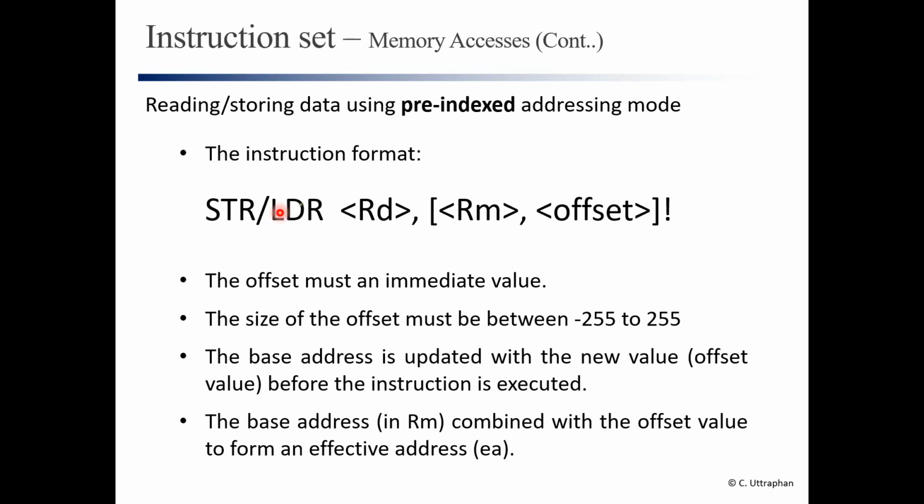Besides the post-indexed, we also have the pre-indexed addressing mode. The format of the pre-indexed addressing mode is like this. The offset is now inside the square bracket with the base address. The exclamation mark here indicates the pre-indexed addressing. The key observation here is that the base address is updated with the new value before the instruction is executed. The base address in Rm is combined with the offset value to form an effective address.